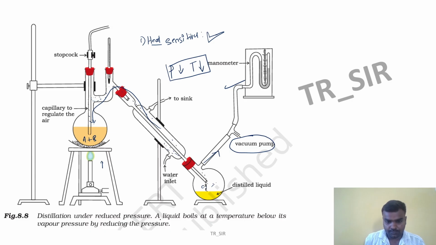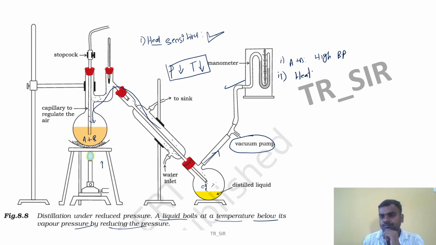Distillation under reduced pressure: a liquid boils at a temperature below its normal boiling point when we reduce the pressure. The simple thing is, the first condition is liquids having a high boiling point. The next condition is heat sensitive. For this heat sensitive case, we are reducing the pressure. When we reduce the pressure, temperature automatically decreases, so we can separate the two liquids.